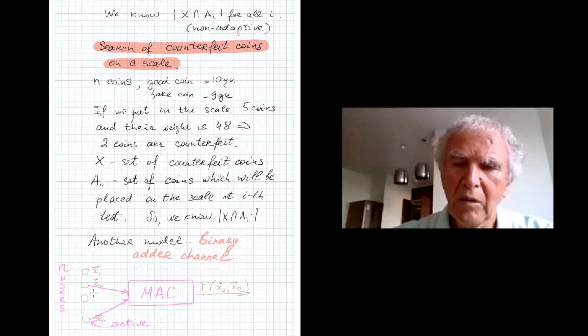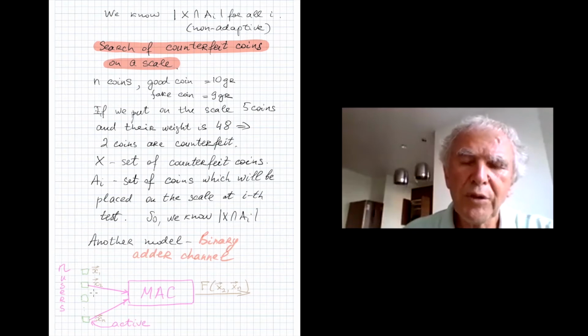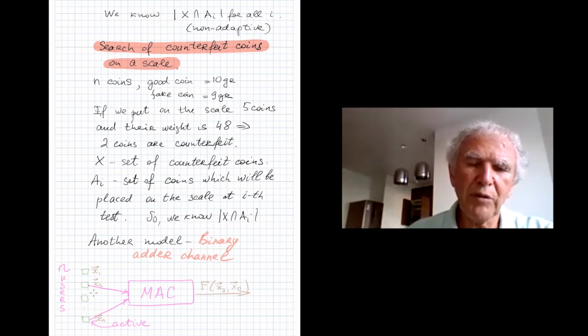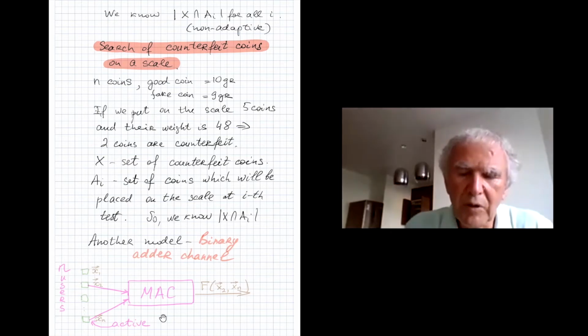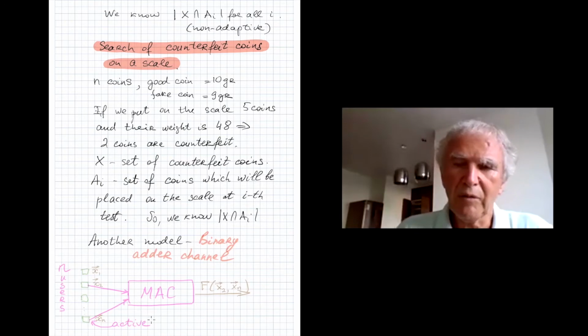And then here we have a receiver, and he wants to know which users were active. For this purpose, every user, at the beginning of the system, before starting to work, receives his own binary vector. So when they're active, they send their vectors through the channel.